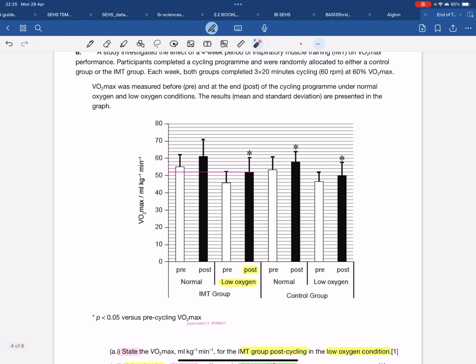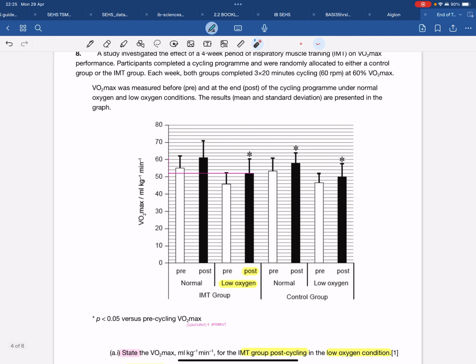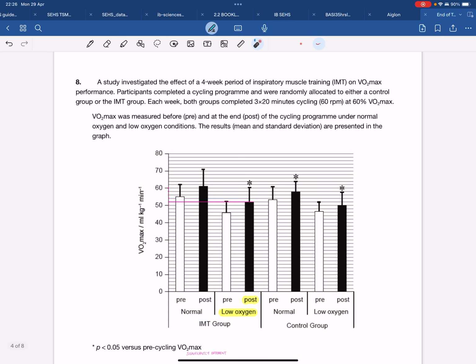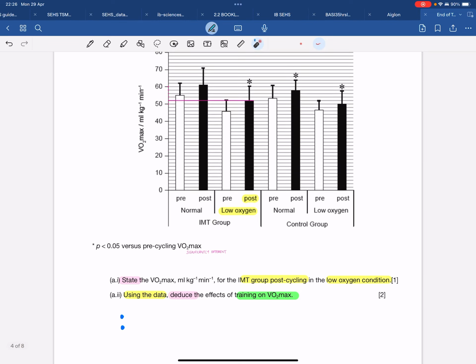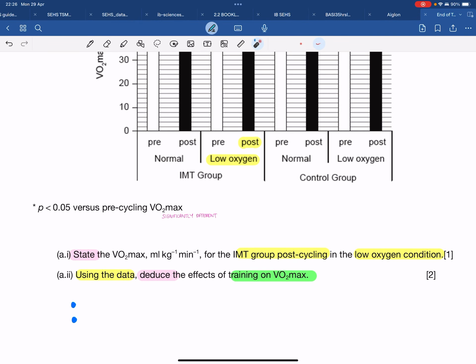It's basically to do with people's VO2 maxes in different conditions. So we've got a control group who just do a control trial and then they've got a low oxygen condition. But we've also got this IMT group and they have this condition applied where they're doing inspiratory muscle training up here. So they've got an experimental condition and we're seeing what this changes in comparison to this change. Is there any difference? Does it have much of an impact? Well, let's find out.